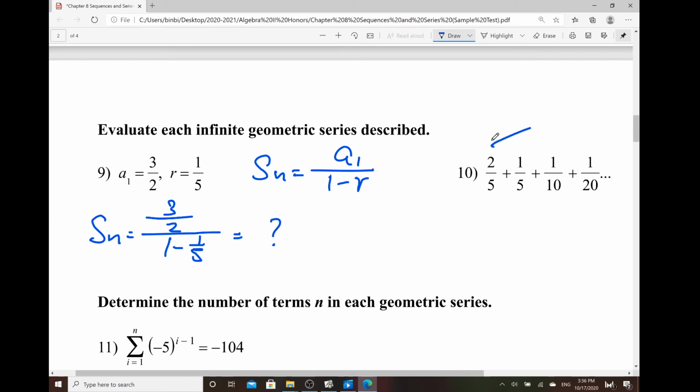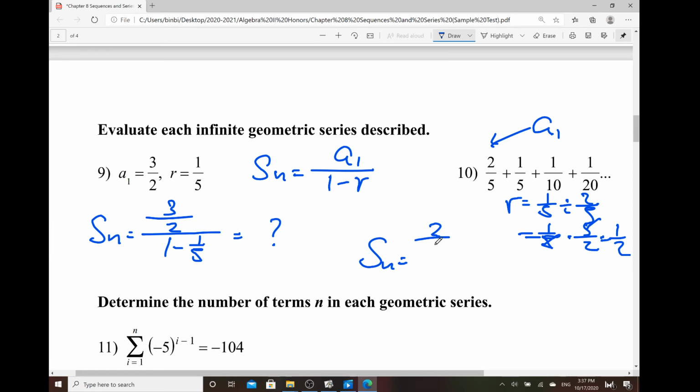And this one here, a sub 1 is given already, common ratio is not. So 1/5 divided by 2/5. So in other words, like 1/5 times 5 over 2. So the common ratio would be what? 1/2. So again, using the same formula, 2/5 divided by 1 minus 1/2. And then you'll get the sum.